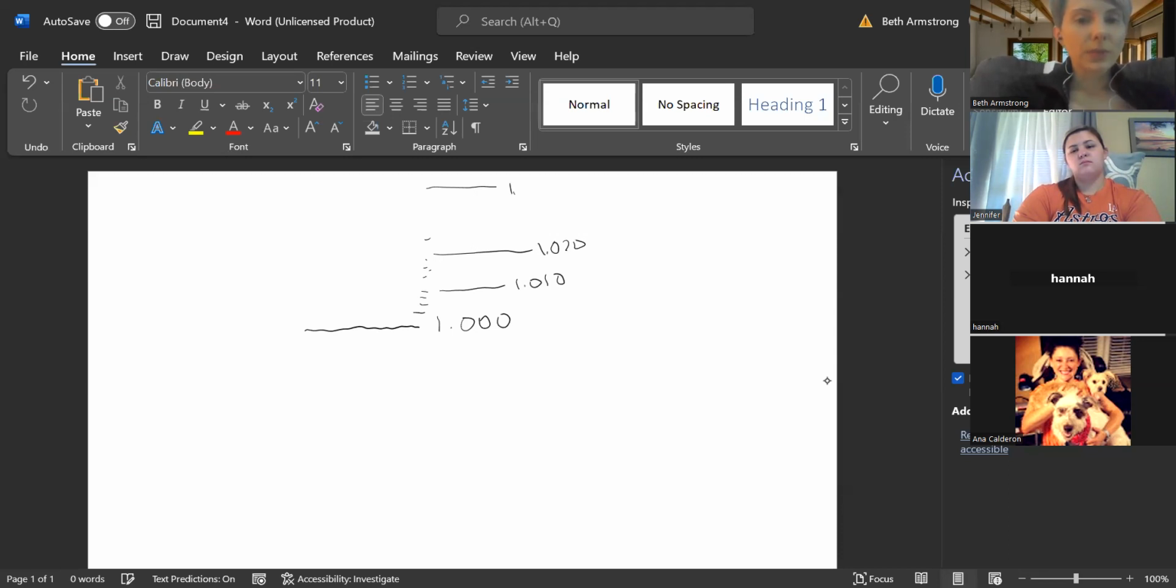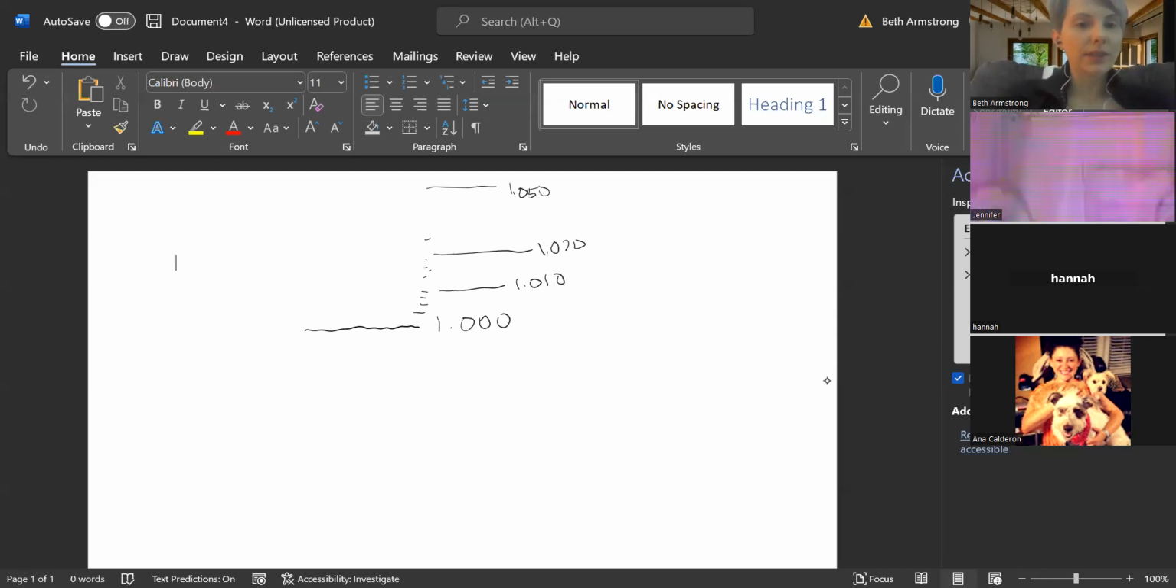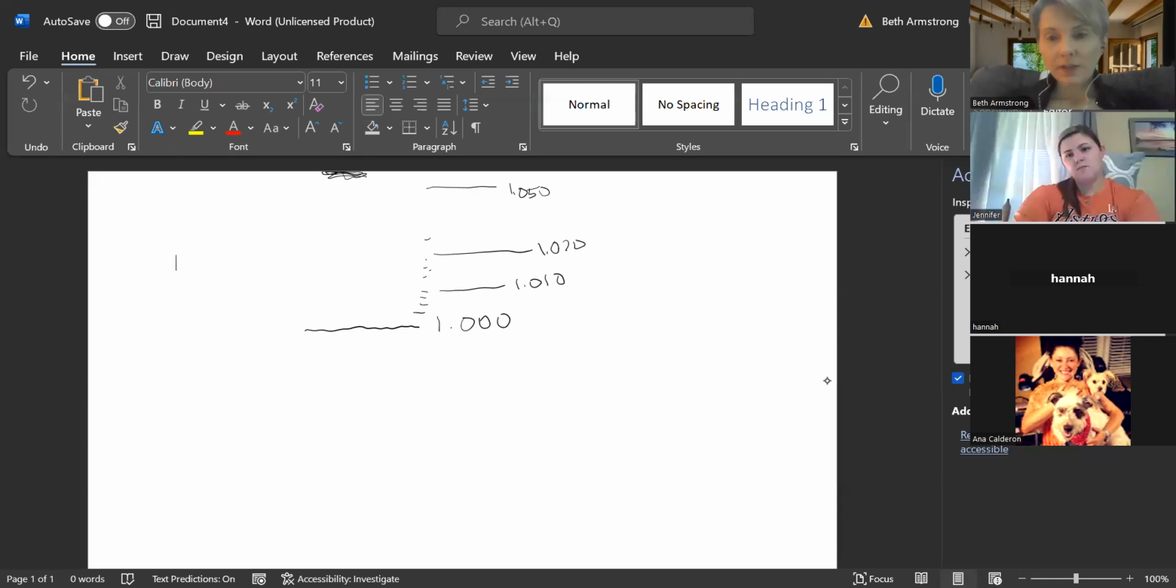And by the time you get to the top here, it's 1.050, and if you have urine that goes above here, a lot of people will just say, oh, it's above 1050, or it's greater than 1050.